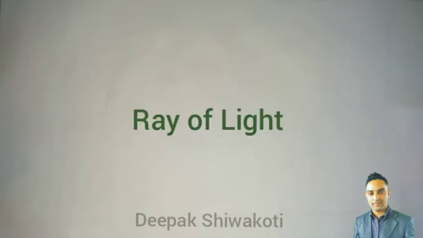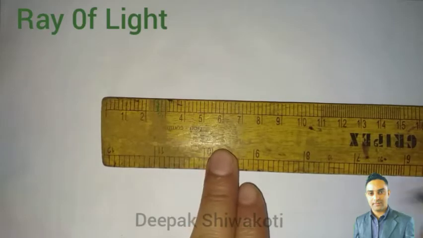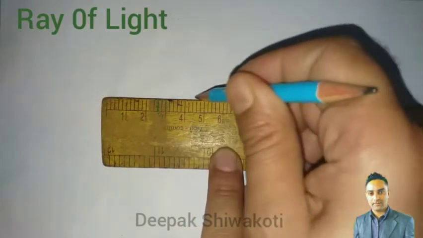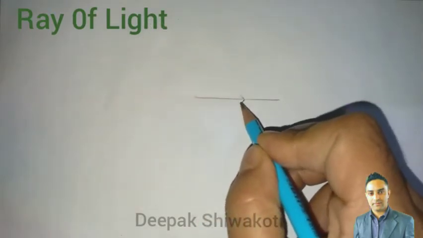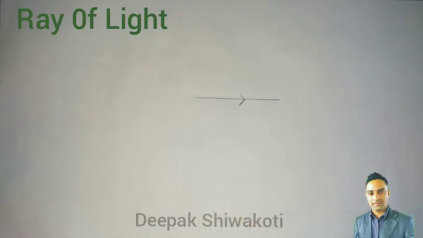At first, ray of light. Ray of light is just a line, okay? Just a simple line. You make a line here. So this is the ray of light. Give one direction, okay? So this is the ray of light.